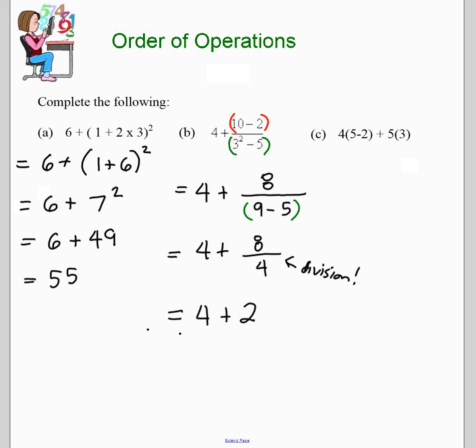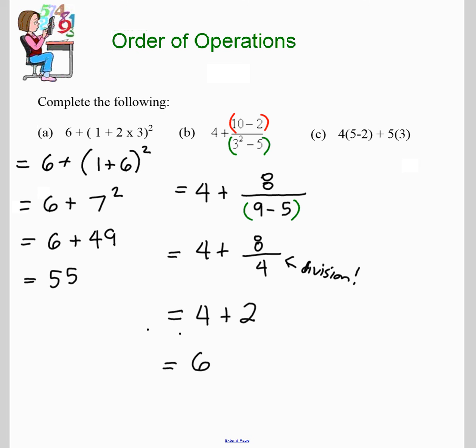If it didn't work, if you got a decimal, don't do that. Keep it as a fraction, work with the fraction. But if it does work, then work with the whole numbers and actually do the division. Now you can solve it. And 4 plus 2 is 6.